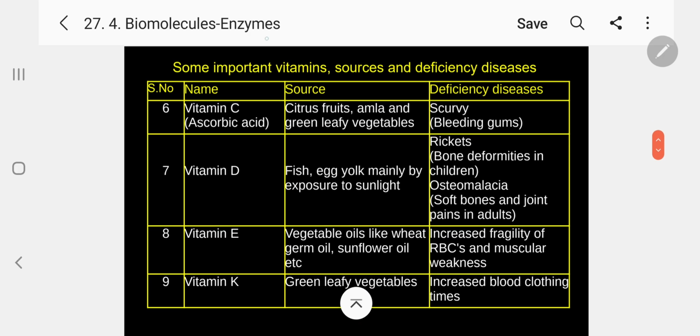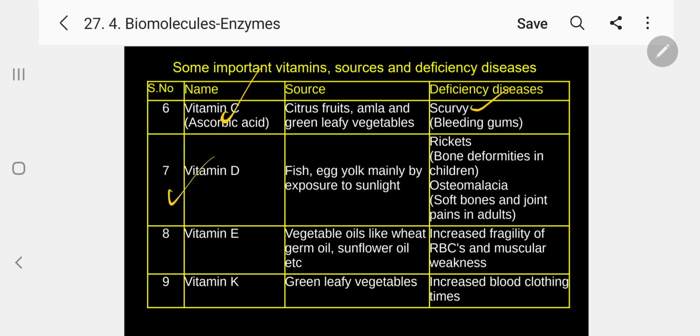Some more important vitamins. Vitamin C, another name is called ascorbic acid. Kindly follow. Normally present in citrus fruits, amla and green leafy vegetables. Vitamin C is available in large quantity. Due to the deficiency, scurvy is the disease occurring. What is scurvy? Bleeding gums. Bleeding gums, we are calling it as scurvy. It is due to the loss of vitamin C.